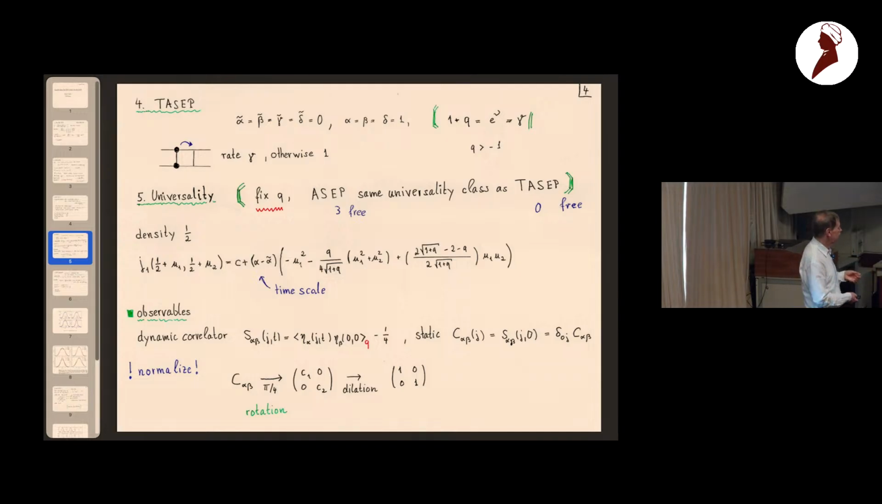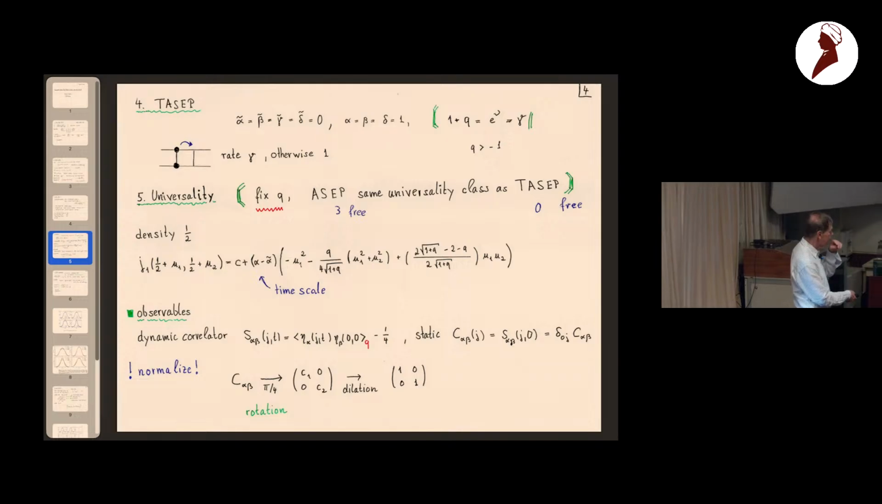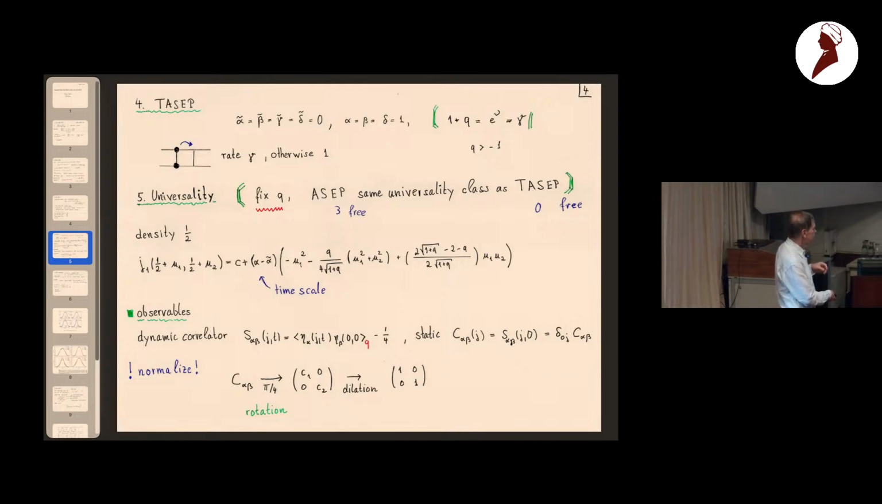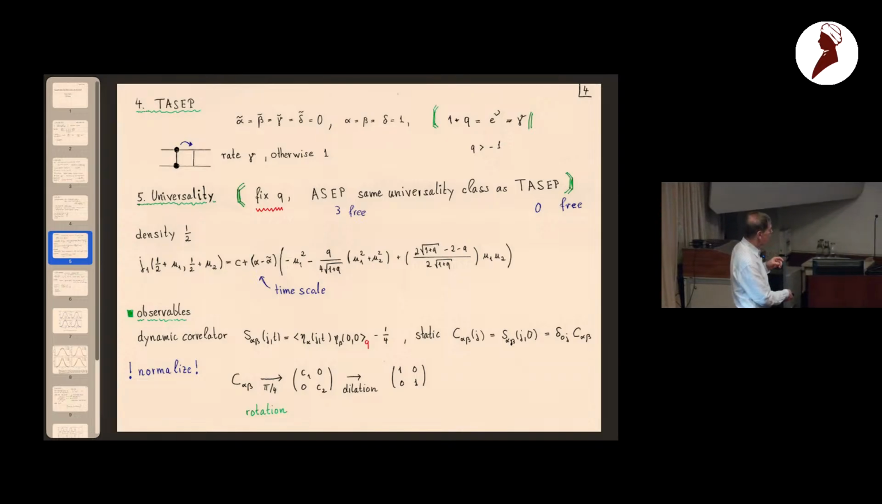And so how do you do that? You have this matrix C. You realize it's a symmetric matrix. You do a pi over 4 rotation, and then it becomes diagonal, and then you do a dilation, and then you get the unit matrix. So we have to do these kind of trivial transformations, but if you don't do that, there's no way of doing a proper analysis. Okay? All right.